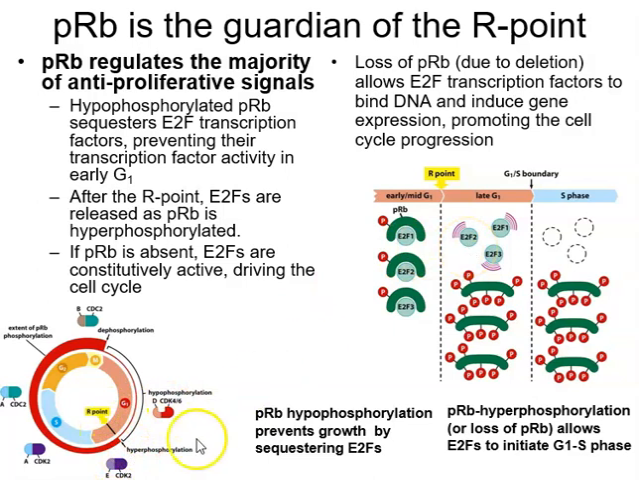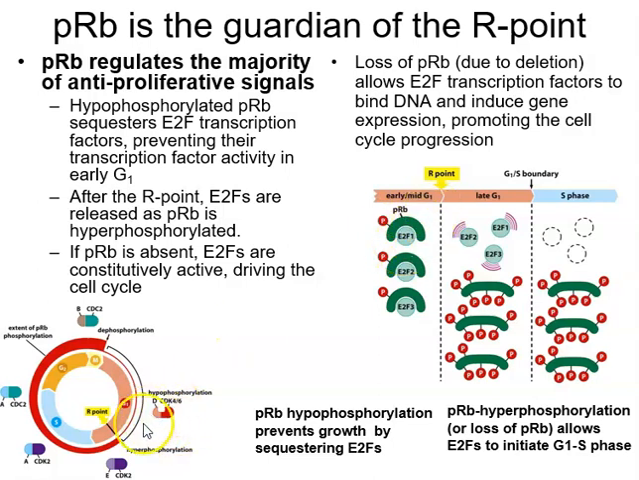The job of CDK2 is to phosphorylate pRB, which normally sequesters or holds onto the E2F family of transcription factors. And these transcription factors are crucial for driving new gene expression, which will drive S-phase genes. So genes that are required for S-phase are generally induced by the E2F transcription factors.